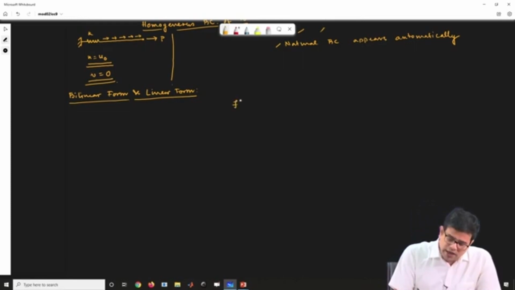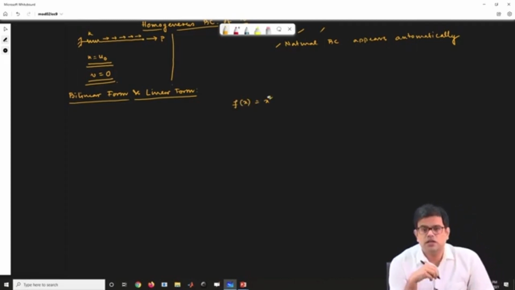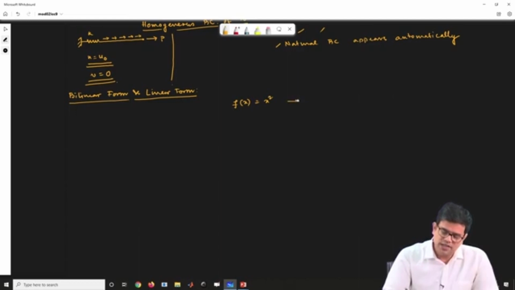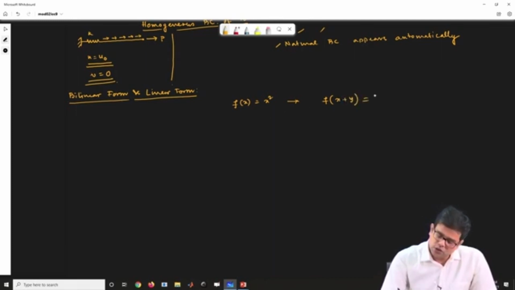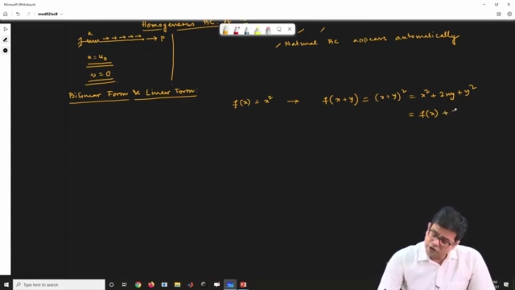Simple: f(x) equals, suppose, x square. So this function is not a linear function. Why is it not a linear function? How to test that? Suppose I just take f of x plus y, another variable. Naturally (x plus y) whole square is x square plus 2xy plus y square. So this is f of x plus f of y plus 2xy. So naturally this is not a linear function.